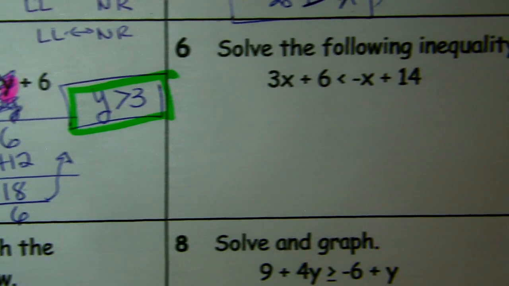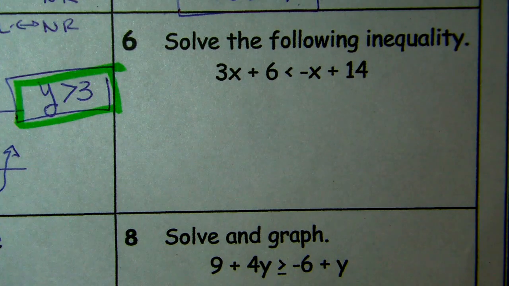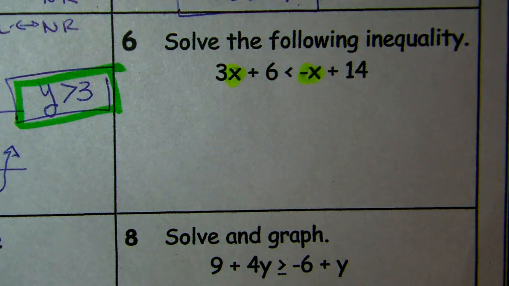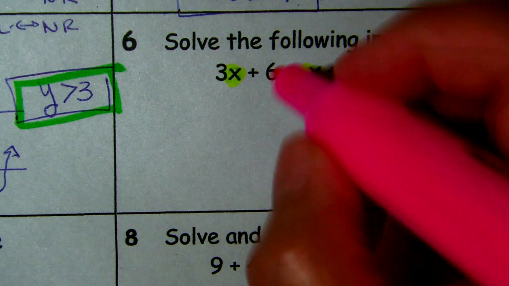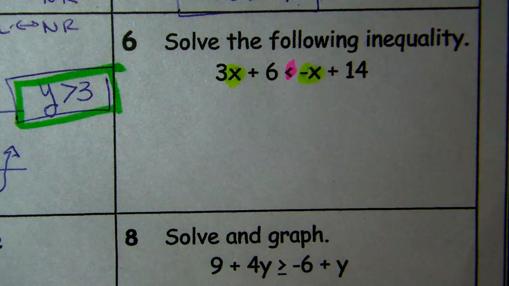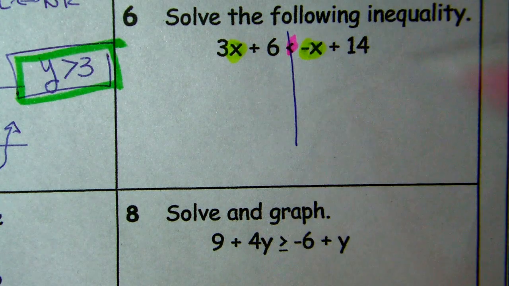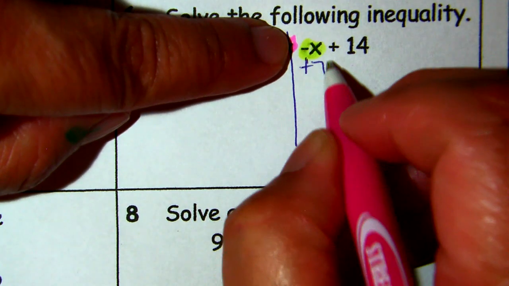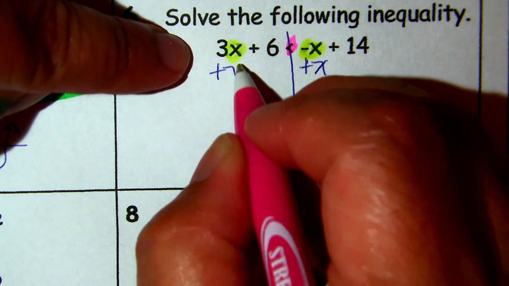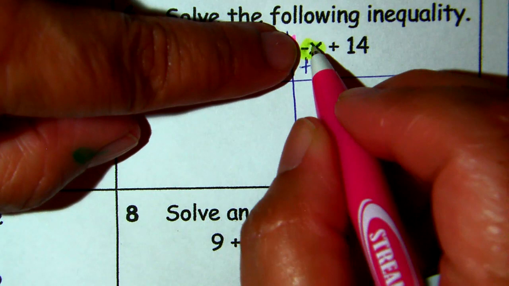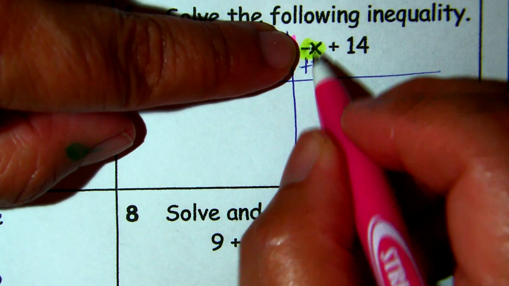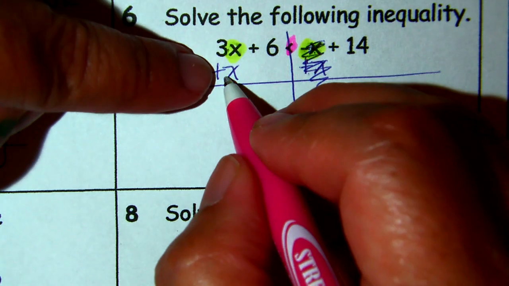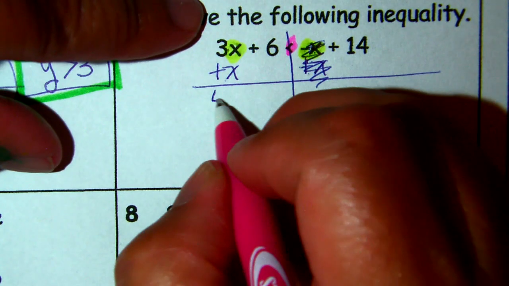Okay, number 6. We're solving for x. Here's the inequality. I'm going to put the line right here. I want the letter on the left, so what do I do? I add x, I add x. These two get canceled because negative 1x plus 1x cancel out. 3x plus 1x is 4x.